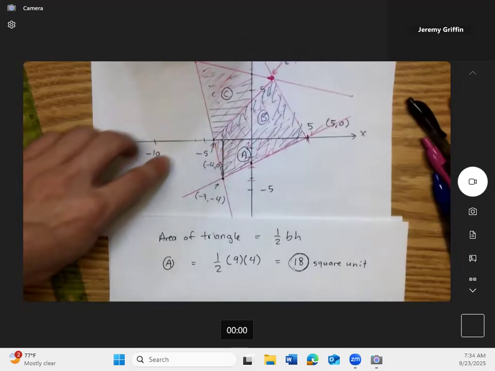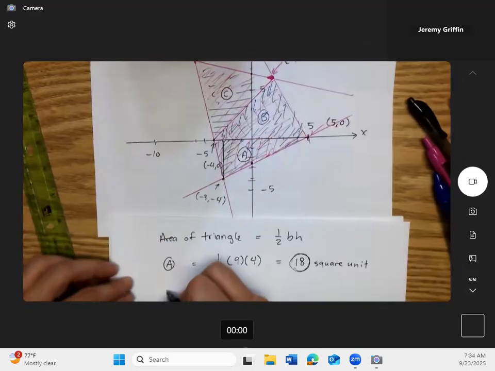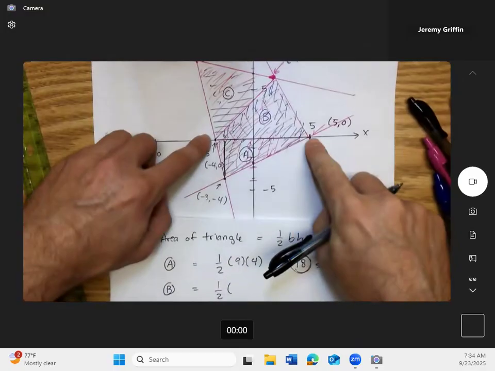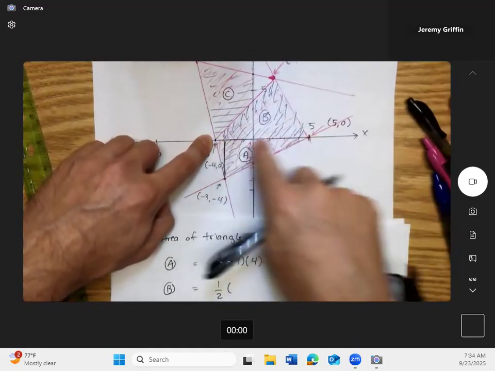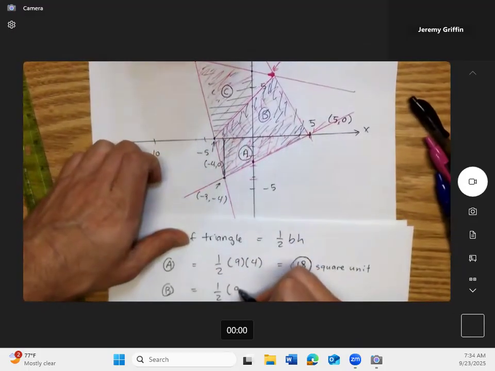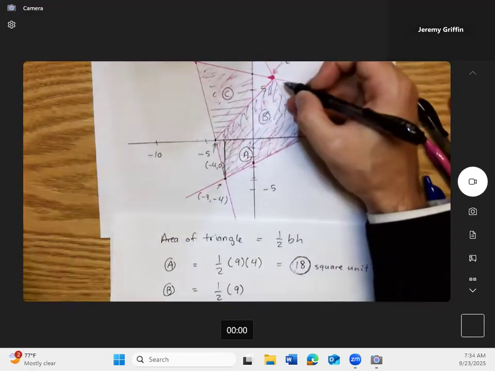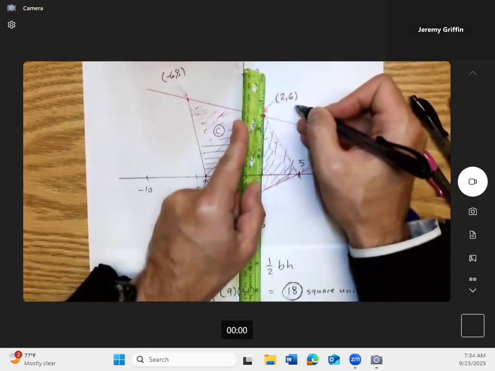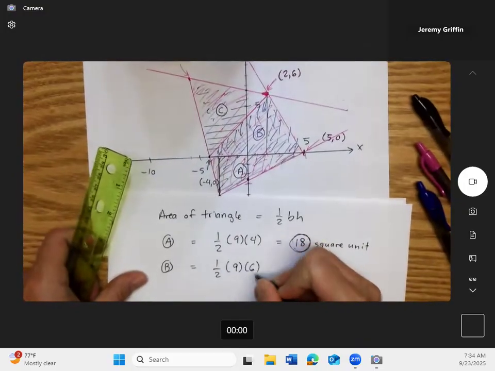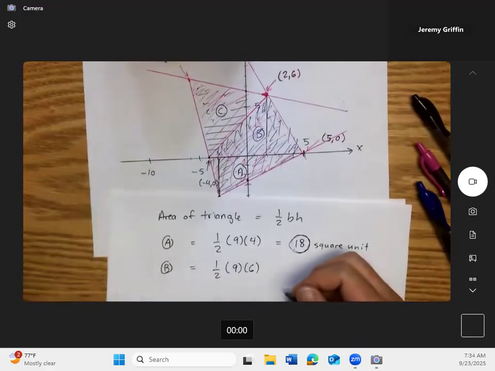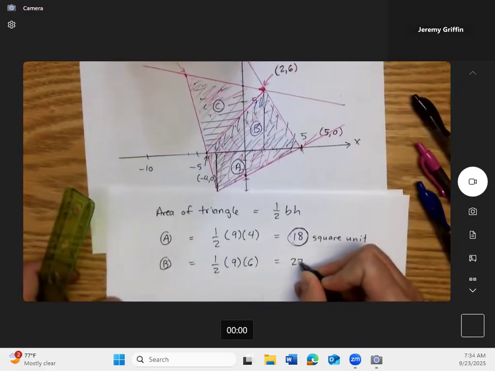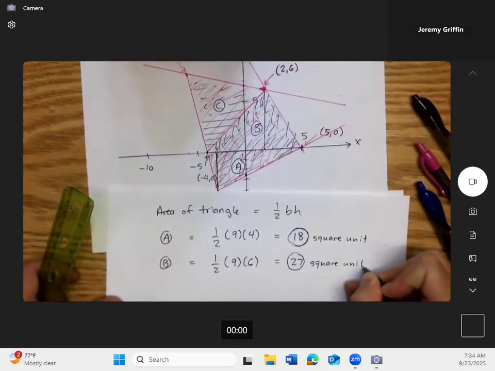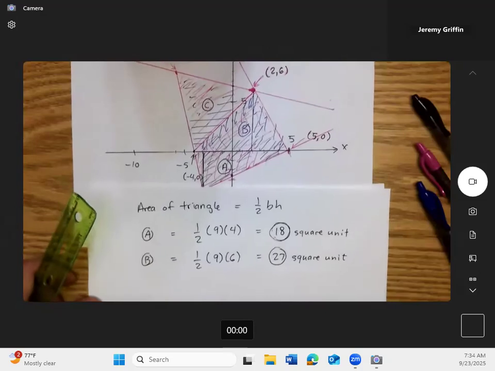Okay. How about this area B? Now it has the same base. So the area of section B, 1/2 base times height, because it's also a triangle, the base is the same. It goes from -4 to 5. That's 5 minus -4 is 9, just like it was before. And what's the height of this altitude right here? Well, it goes up to 6. It goes up to 6 here. So it has a height of 6. Okay. Half of 6 is 3, times 9 is 27. So that's 27 square units, square meters, square inches, whatever that may be.